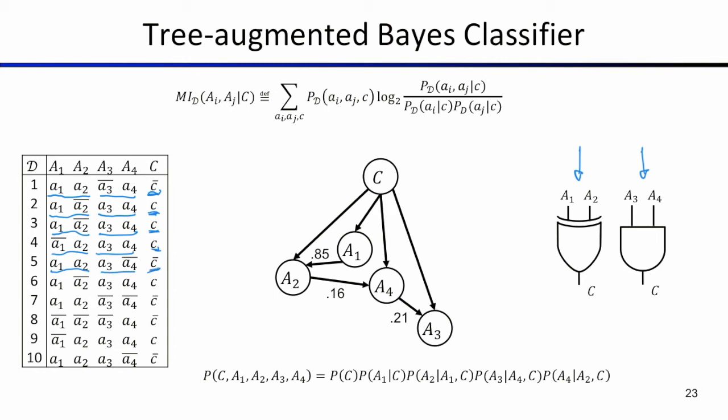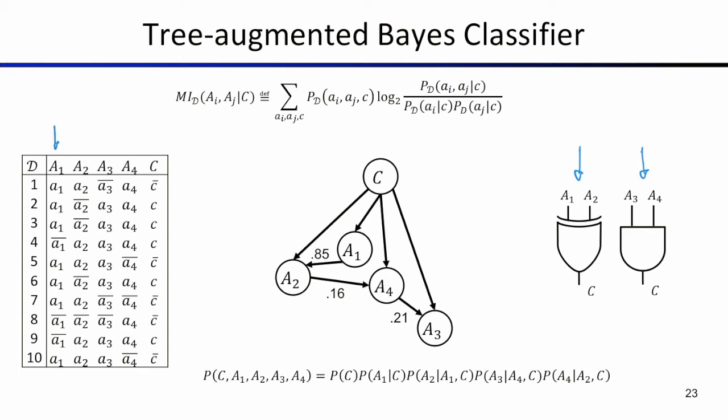So the class is at the same time the XOR of A1 and A2 and the AND of A3 and A4. And why did I do it this way? Because the XOR is a little bit special. We cannot figure out the value of the class by just looking at one of the attributes of the XOR. If you look just at A1, it will not be enough, right? Look at that.